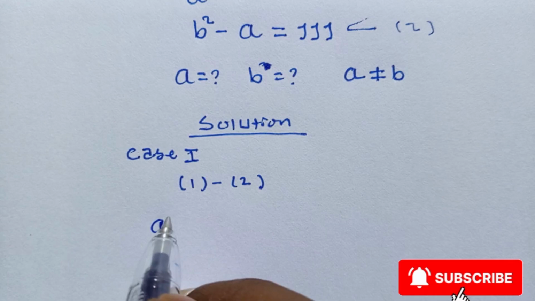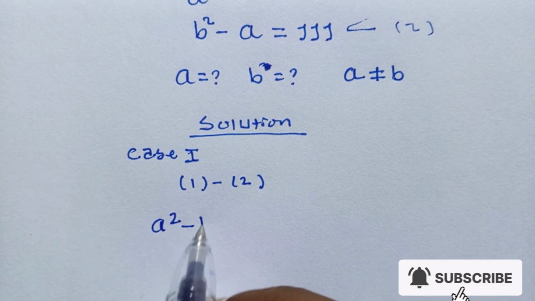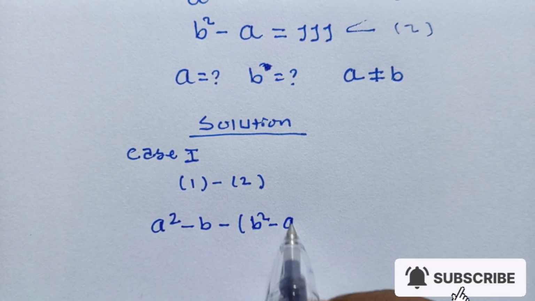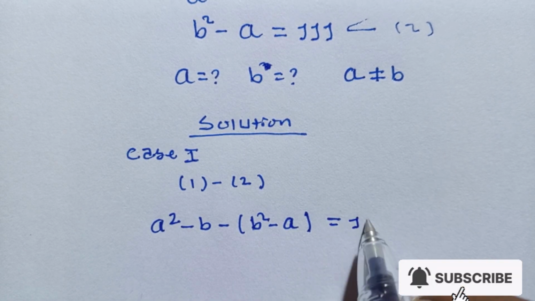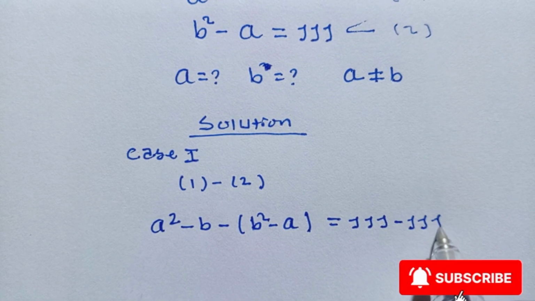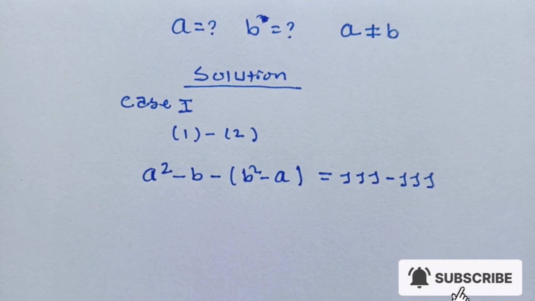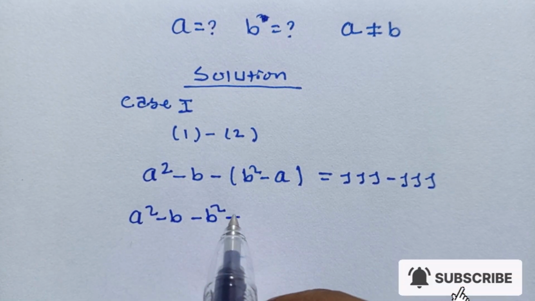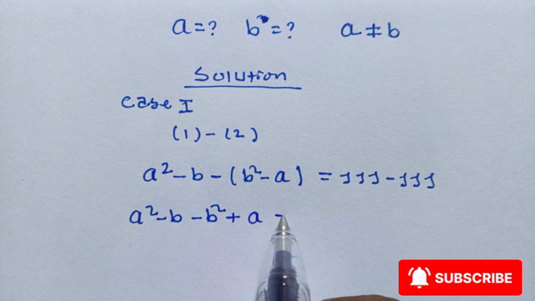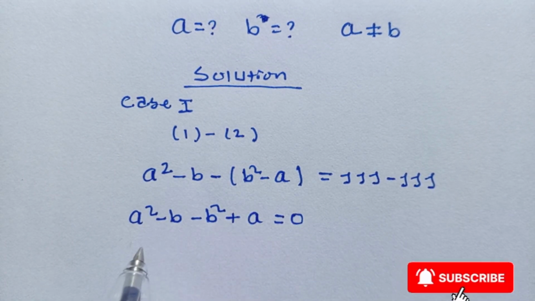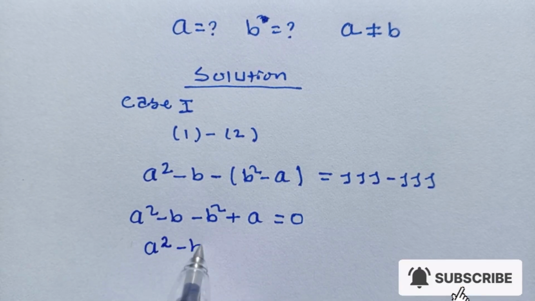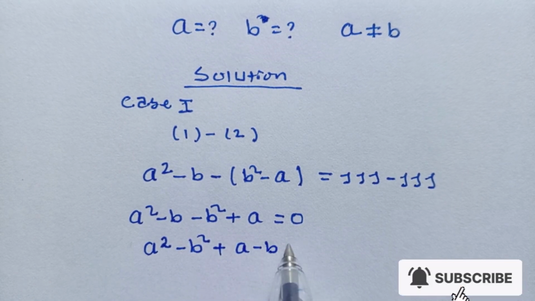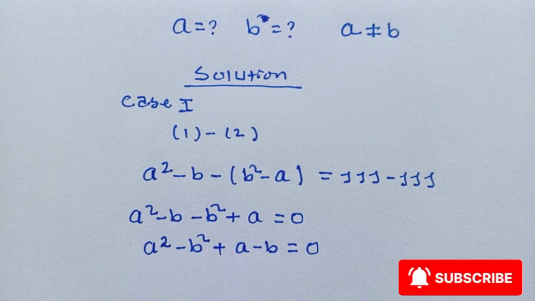Equation 1 minus equation 2 is, case 1: a square minus b minus b square minus a equal to 111 minus 111. a square minus b square plus a minus b equal to 0.